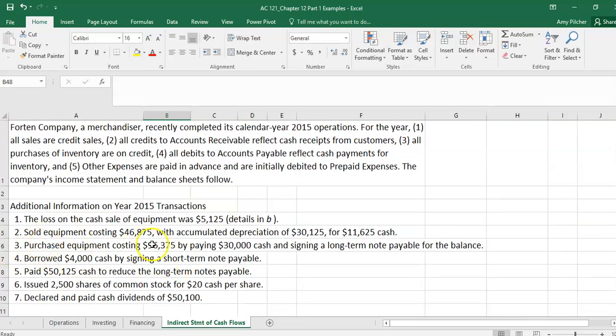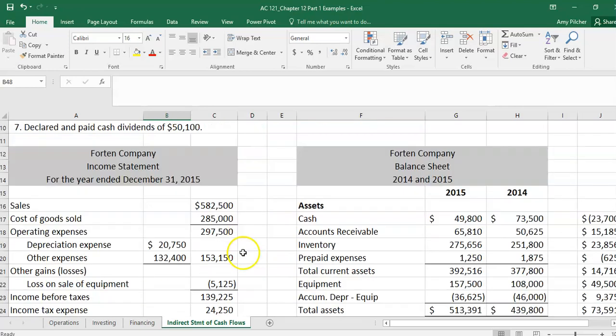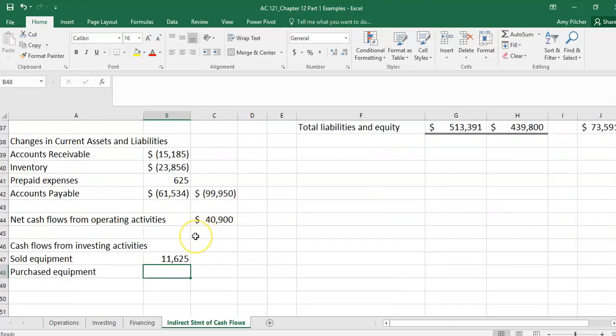Then we purchased equipment. For this purchase of equipment, we paid $30,000 cash, and then we took out a loan for the balance. That loan is a non-cash event because we didn't receive cash for the loan, we received equipment. So we're only going to record this $30,000 cash payout for that purchase.